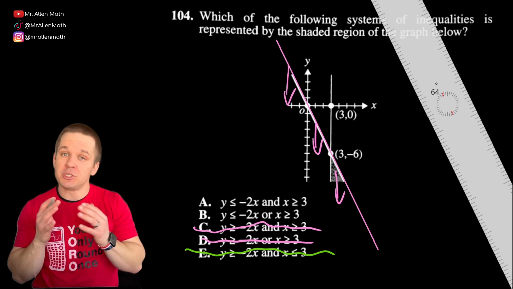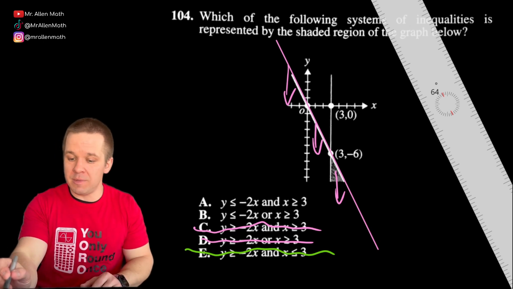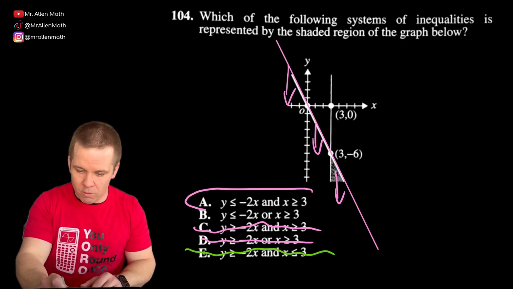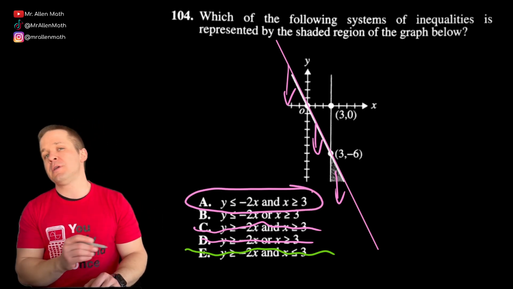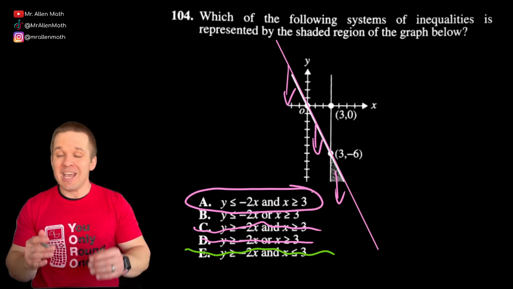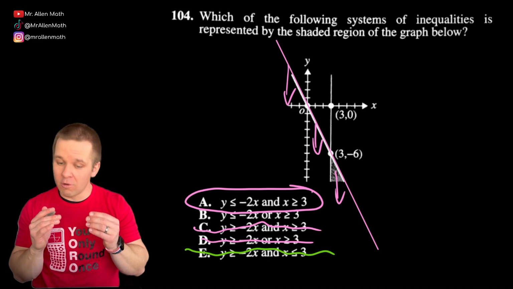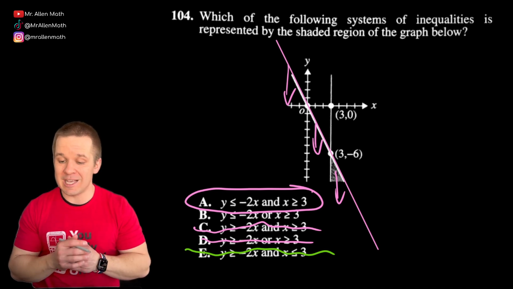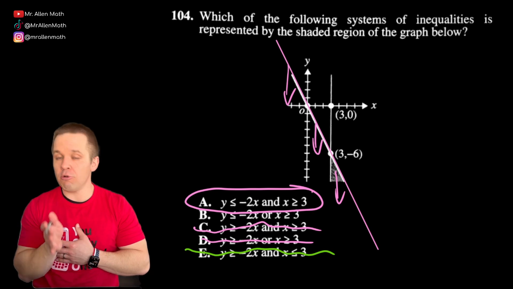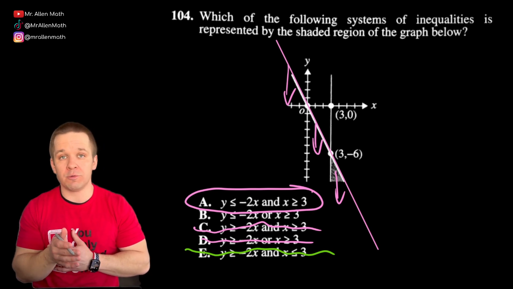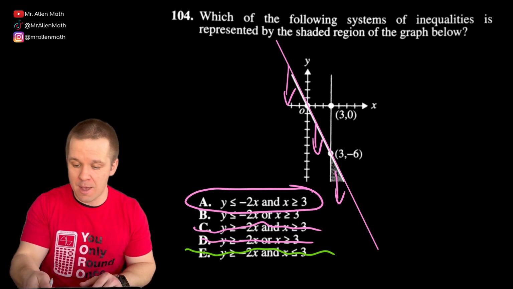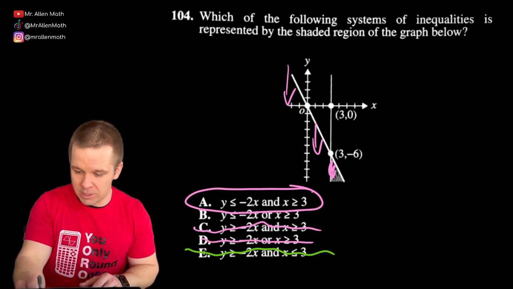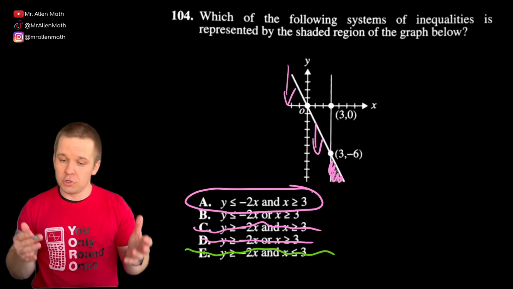And because I'm shading between those two there, it is going to be an and statement rather than an or statement. So my choice here is choice A, right? Y is less than or equal to negative 2x, and it's also x is greater than or equal to positive 3. Both things are happening in this shaded region that we have right here. Cool? So choice A is the answer.